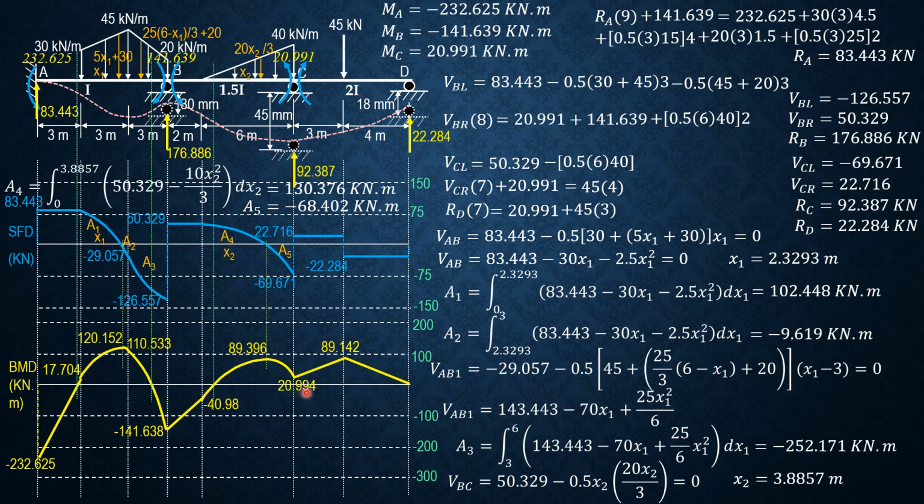Then 20.994 plus 22.716 times 3 going up, 89.142. Then finally 89.142 minus 22.284 times 4, so it's almost 0 there. So this is the bending moment diagram. Let's project points of inflection where moments are 0. So those are the only diagrams.